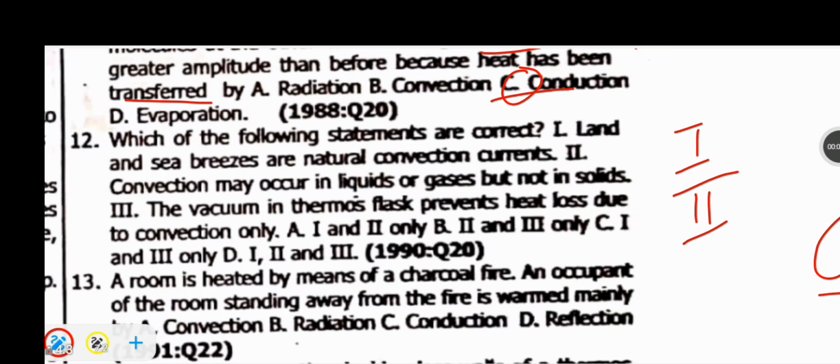Then for number 3, the vacuum in a thermoflask prevents heat loss due to convection only. That's wrong. The vacuum in a thermal flask prevents heat loss by two methods, conduction and convection. So number 3 is wrong. Only 1 and 2 are correct, so the answer is 1 and 2 only. So option A is the answer.